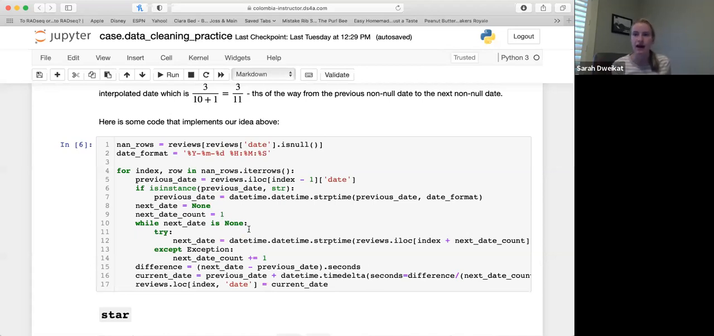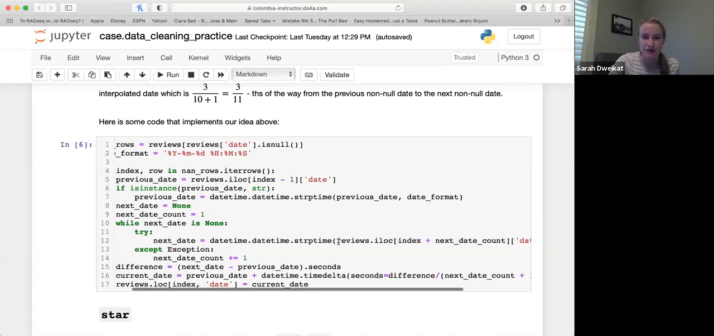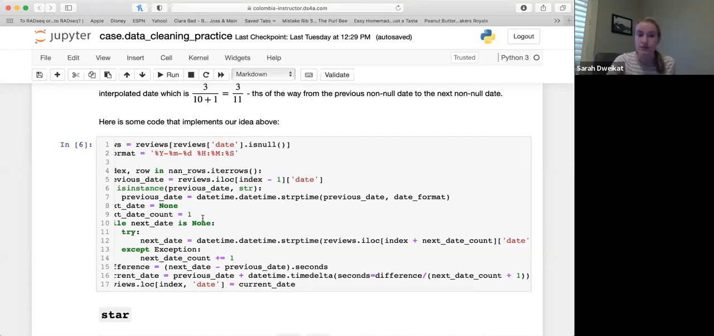So we say while next date is none, right? While that block is none, what we want to do here is try to redefine next date so it's not none. And what that's going to do is look at the next index right below the row that's missing data. So we have this missing value, and this code is now going to look at the row down below. We're going to say index plus 1.